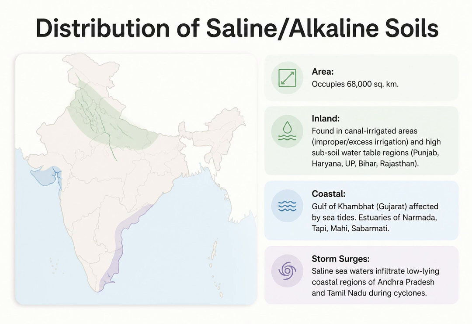Inland, they are often the unfortunate side effect of improper or excess irrigation in canal-fed areas of Punjab, Haryana, and Uttar Pradesh. Along the coasts, the problem is caused by the sea. In Gujarat, sea tides carry salt-laden deposits into estuaries, while in coastal Andhra Pradesh and Tamil Nadu, storm surges from cyclones push saline seawater inland, infiltrating the soil and degrading vast agricultural tracts.